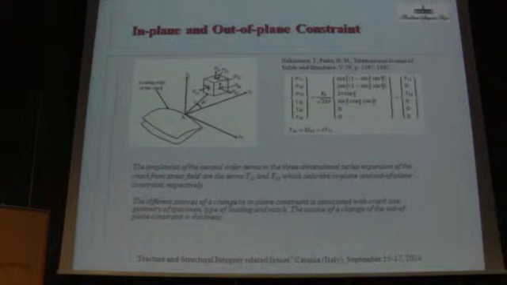The different sources of change in in-plane constraint are associated with crack size, configuration of specimen, type of loading, and the notch of crack. The source of change of out-of-plane constraint is thickness.